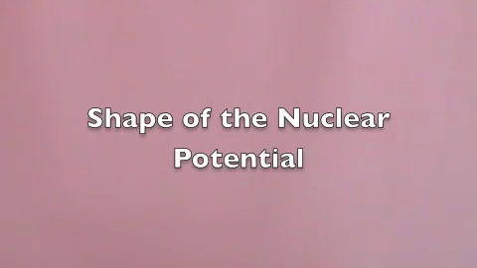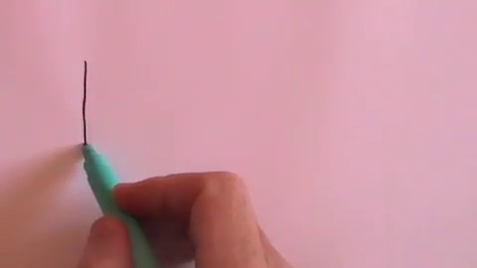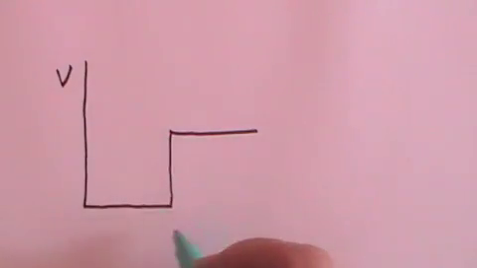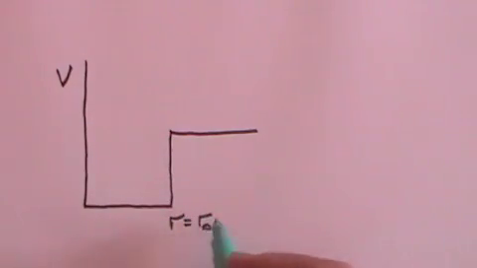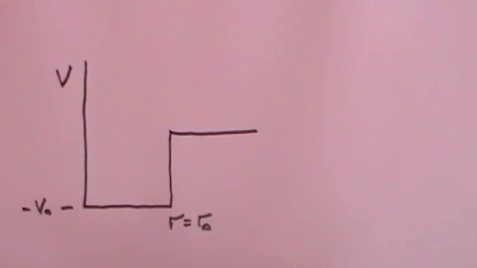Hello, today we're continuing in our series on nuclear physics and we're going to start looking at the shape of the nuclear potential. Now in the last video on neutron-proton scattering we were looking at a nuclear potential that looks something like this. This is the nuclear potential, this is R equals R0, this is minus V0, which for a deuteron, or in other words a neutron-proton potential, is minus 36 MeV.